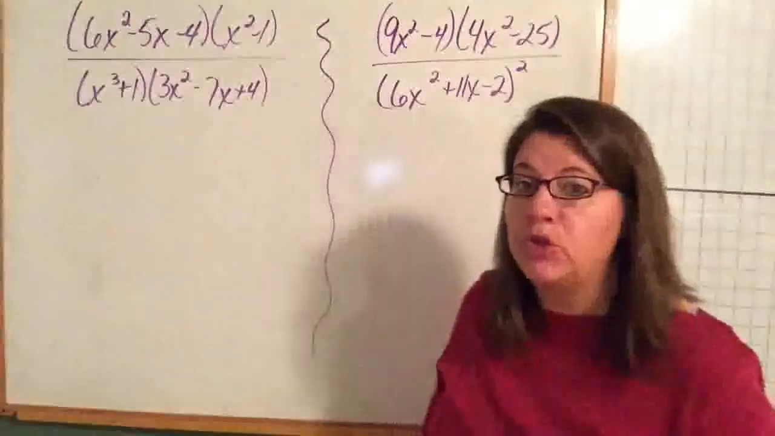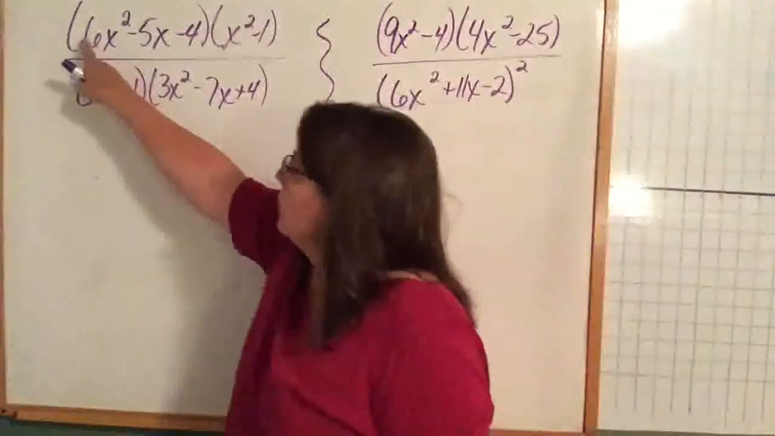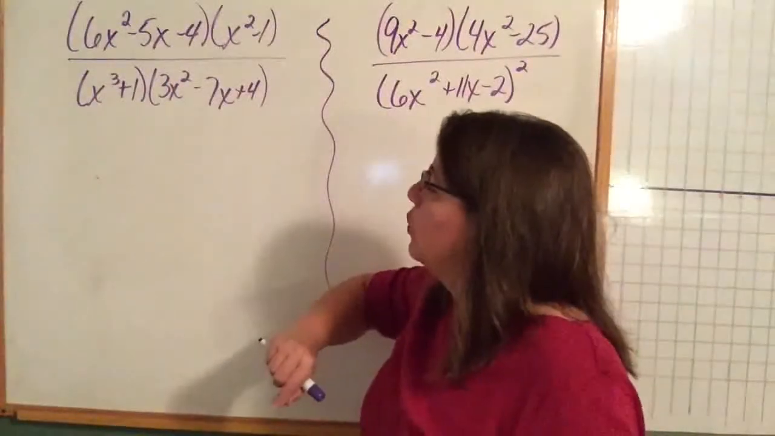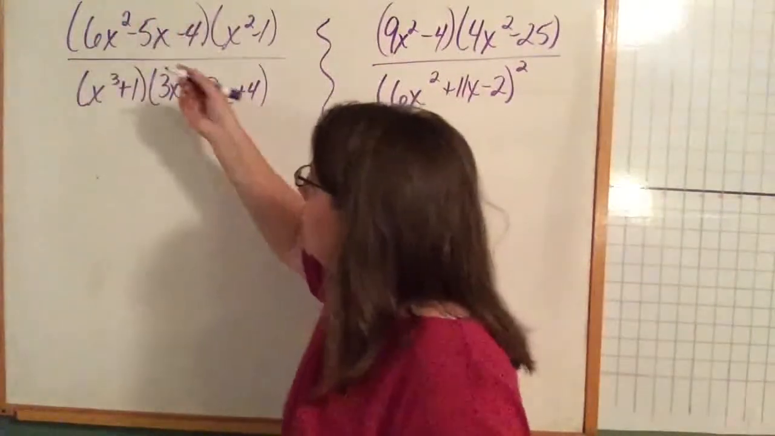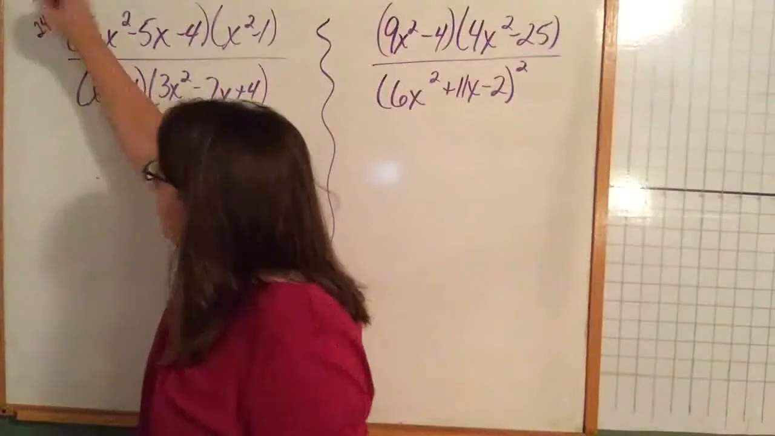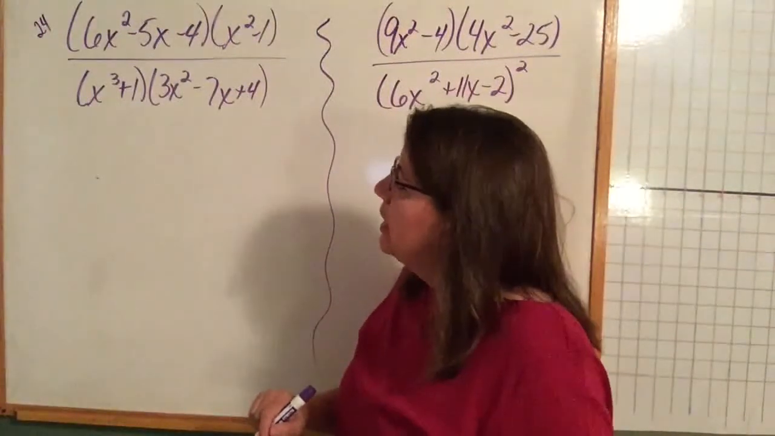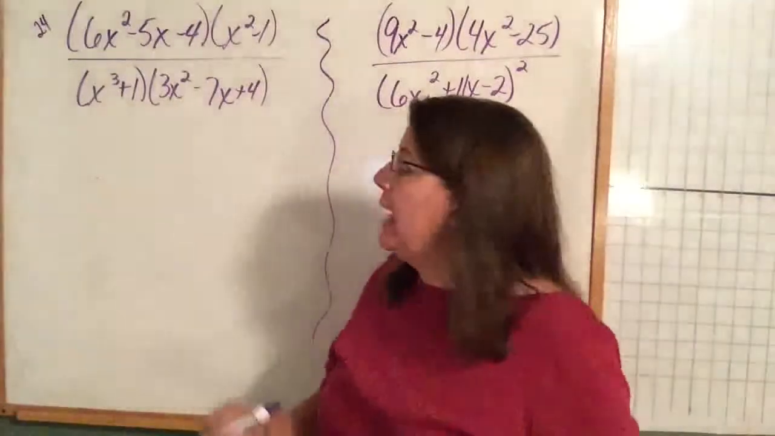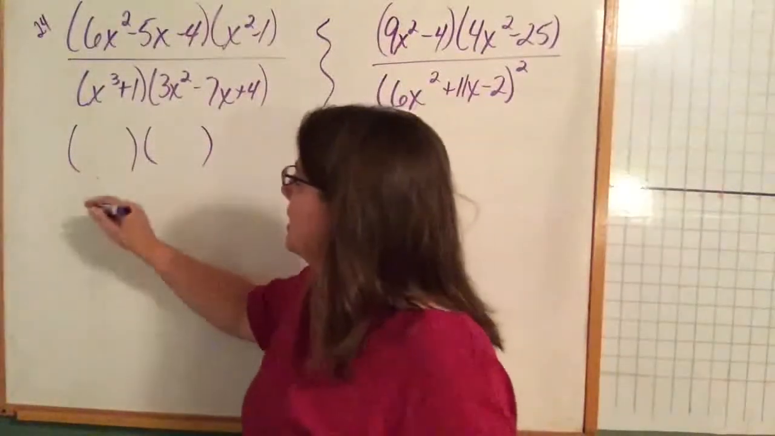It's really important that you can do those quickly as well. So looking at this, with the 6x squared minus 5x minus 4, to factor that, I have to multiply the 6 times 4, which is 24. Are there factors of 24 that subtract to give me 5? That would be 8 and 3. Okay, 8 and 3. So we need to make an 8 and a 3 with our outside and inside terms.